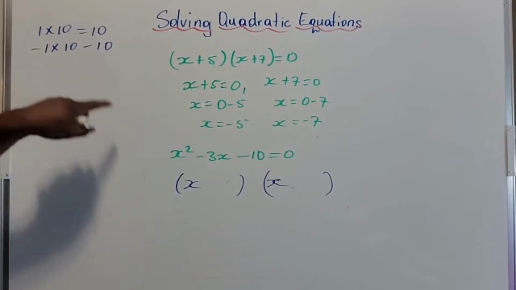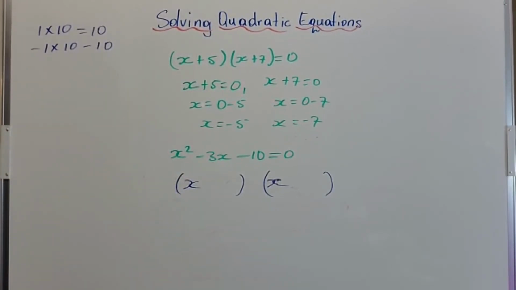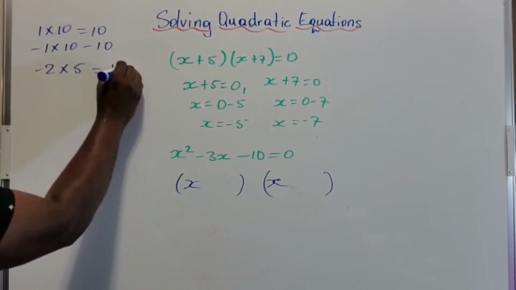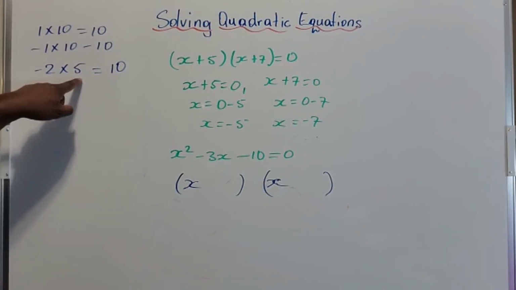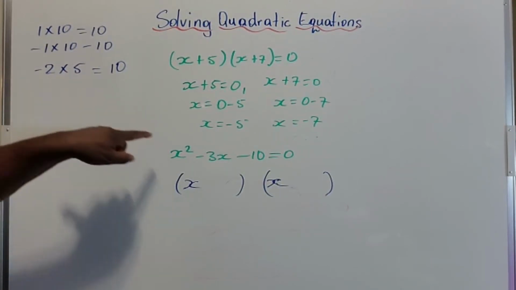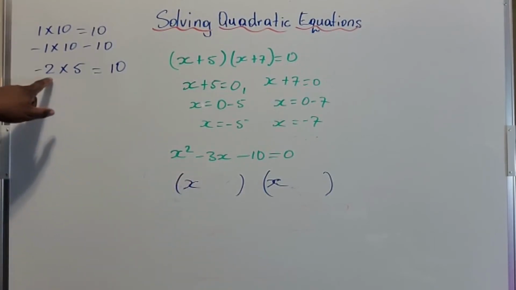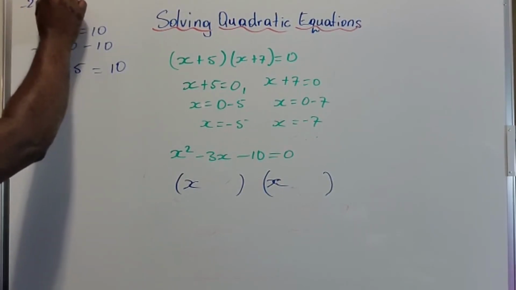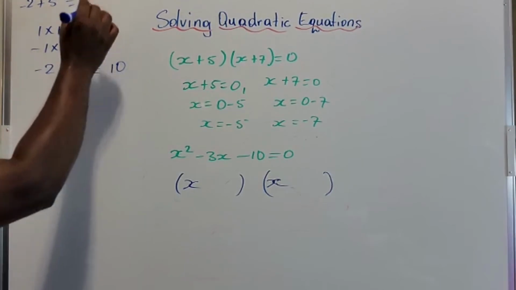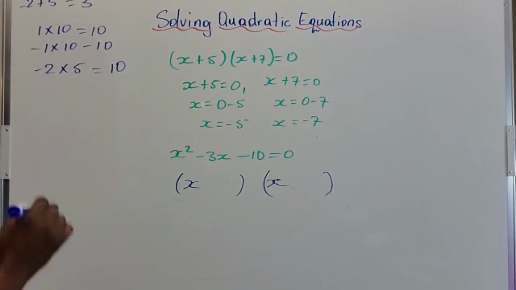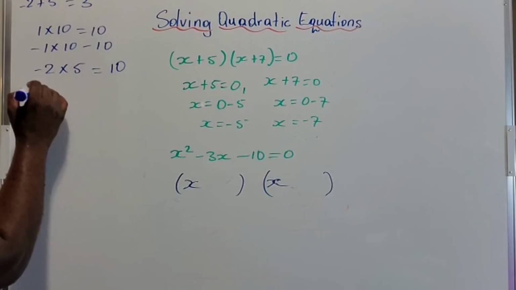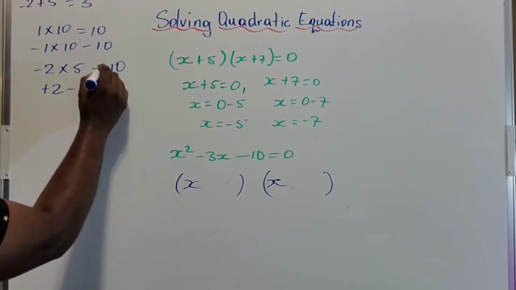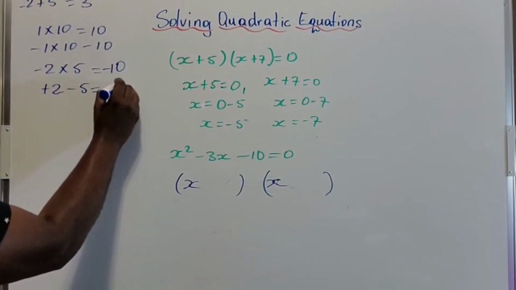But if I add these two, will it give us a negative 3? No, let us try. Negative 2 times 5 will give us a negative 10. But if I add negative 2 and positive 5, will it give me a negative 3? Remember now, two unlike signs, we subtract and keep the sign of the greater number. So it looks like if we reverse the signs, positive 2 times negative 5 will result in negative 10.